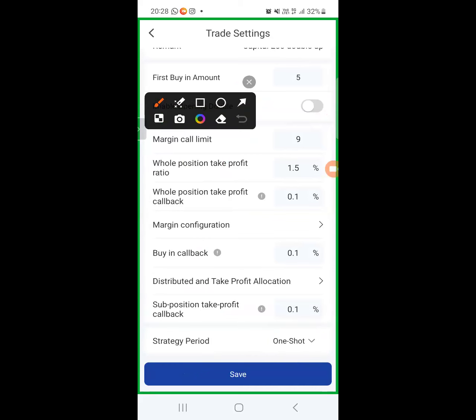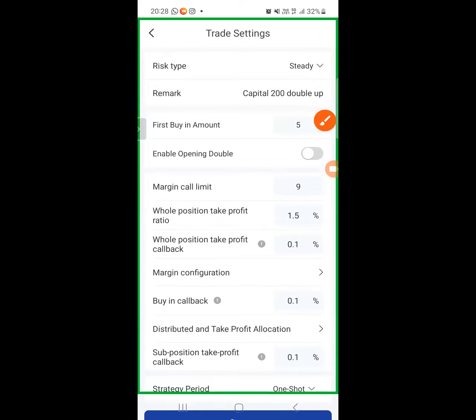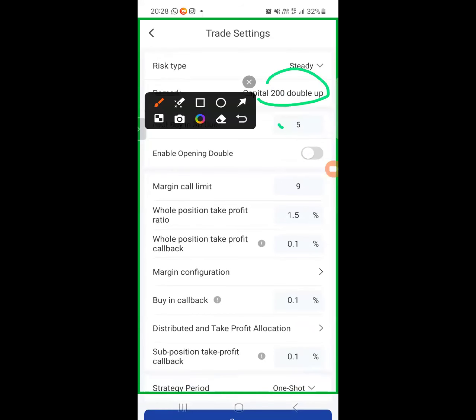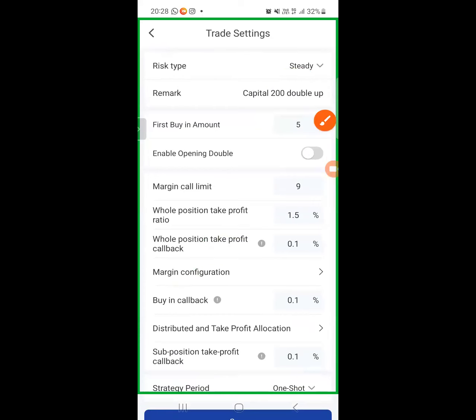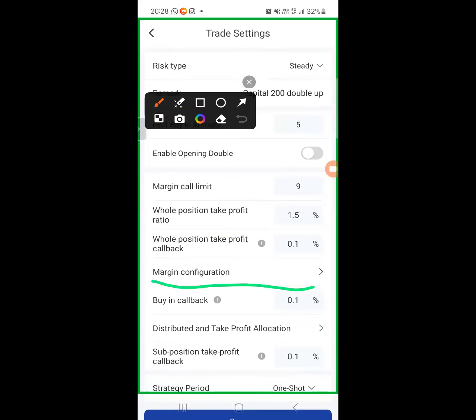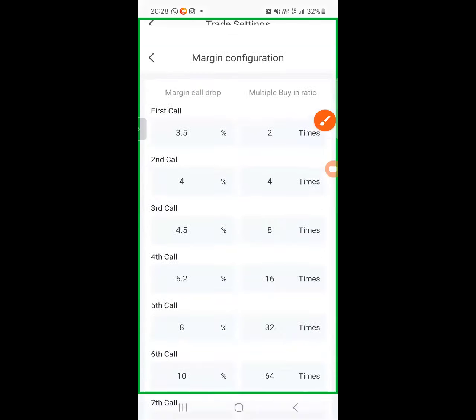Okay, so I have explained everything. Now we are going to the details of the 9 calls, which is the 9 parts that it will divide, because remember the capital is 200 and it will start with $5. So the remaining $195, we are going to set how to divide it. Okay, so I type margin configuration.